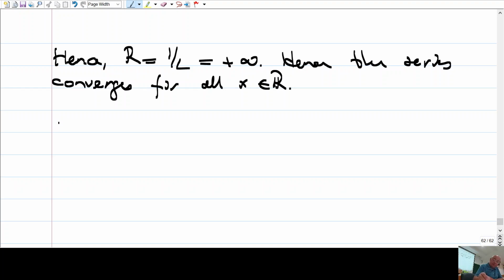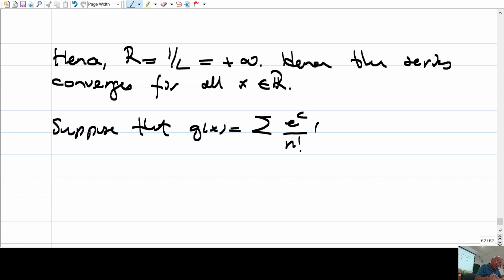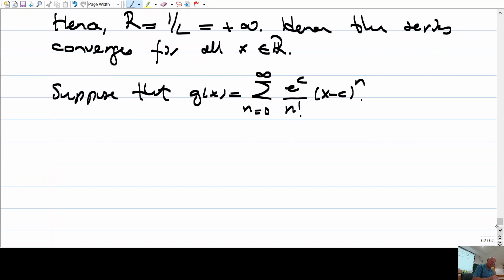Now, suppose that since it is convergent, g of x is this gadget, the sum of e to the power c over n factorial times x minus c to the power n. Of course, this power series is convergent for all x, right? So I know that I can integrate or differentiate this gadget.